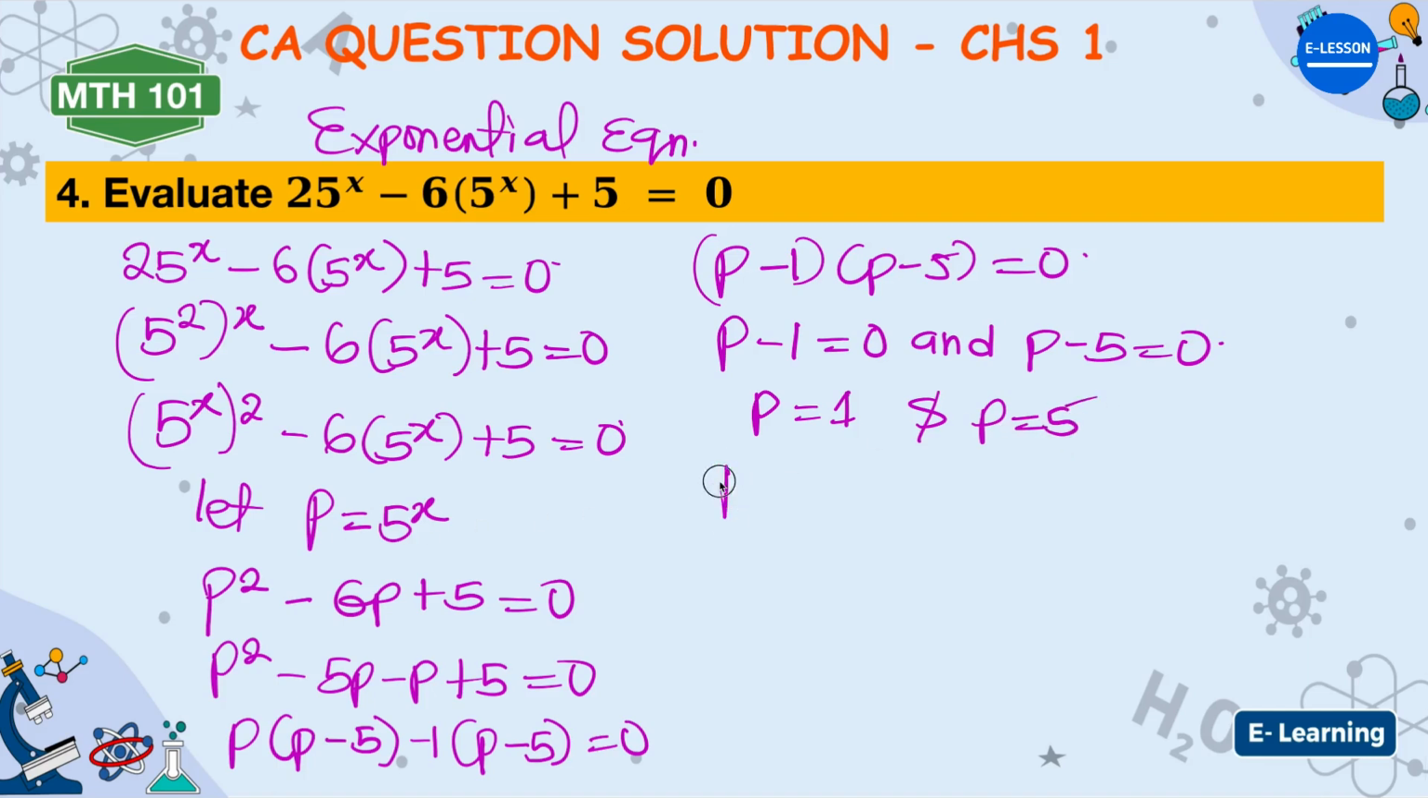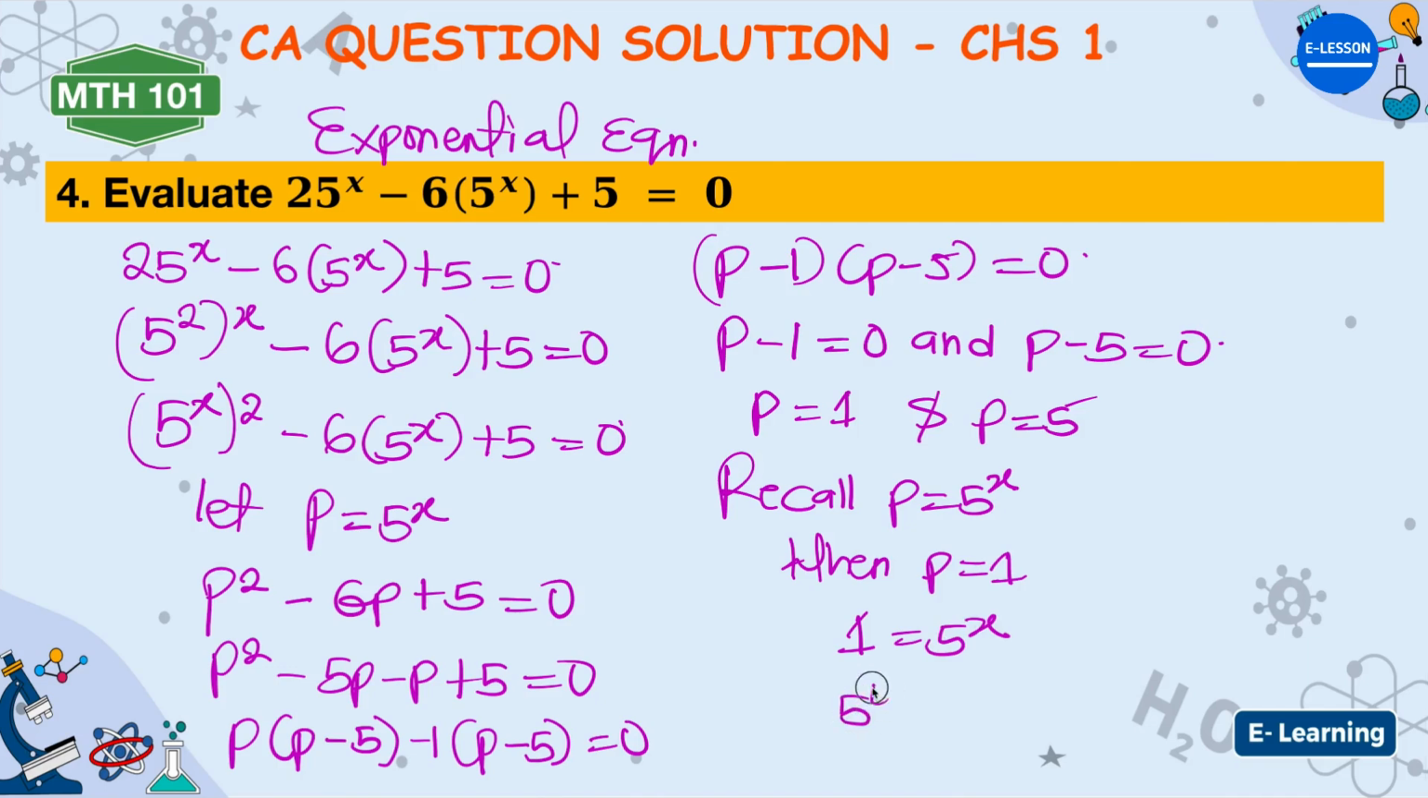But remember, recall that p was equal to 5 raised to the power of x. So when p is equal to 1, wherever you see p now, put 1. So here will be 1 equals 5 raised to the power of x. Now, how do you simplify this to cancel the 5? Do you know that 5 raised to the power of 0 is still the same thing as 1? So in place of this 1, you can put 5 raised to the power of 0 so that the bases will be equal. They will cancel out and your x will be equal to 0.